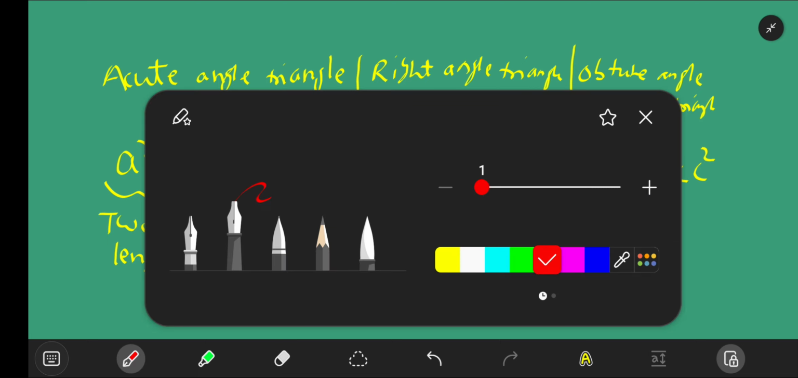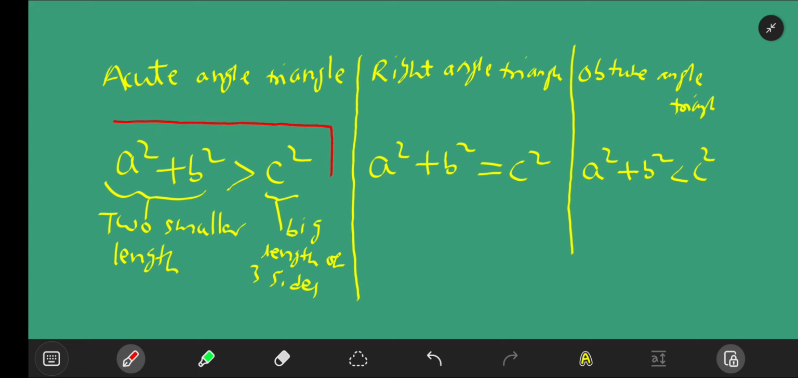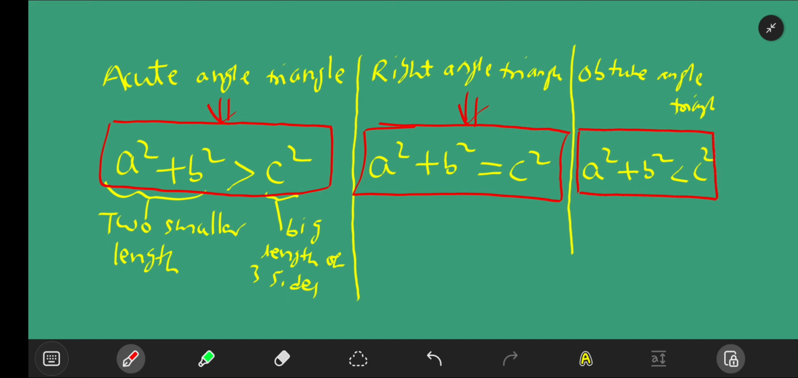Just wait. This is for the acute angle triangle. This is for the right angle triangle. This is for the obtuse angle triangle. And a, b are smaller lengths and c is the bigger length. Okay, you have to remember this. These two statements will be applicable to these two formulas also.